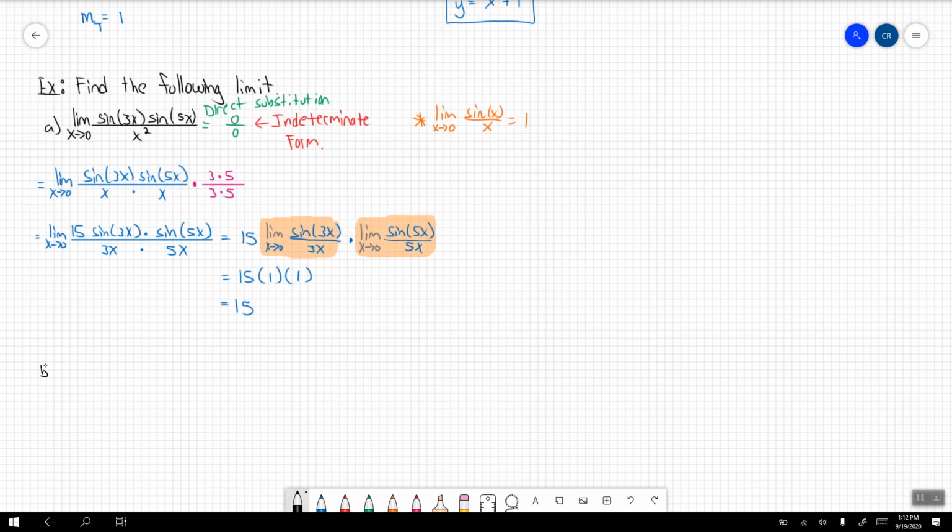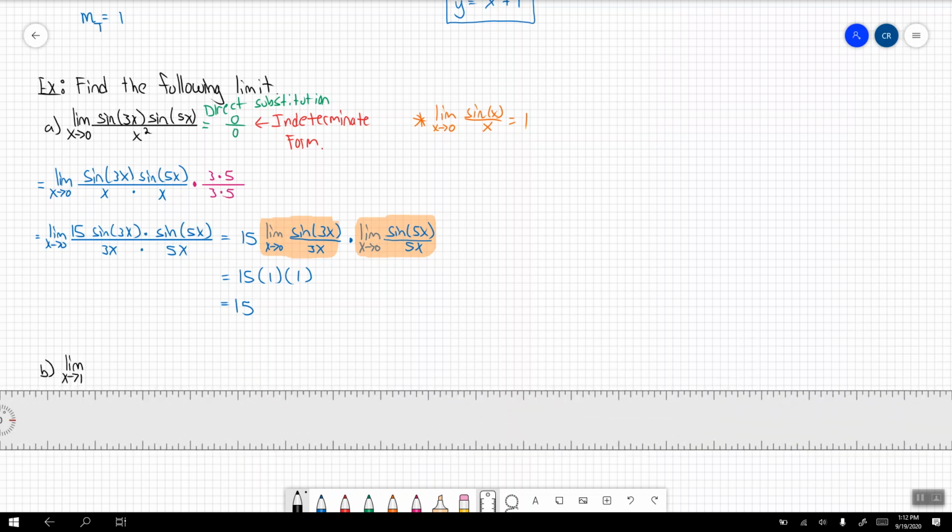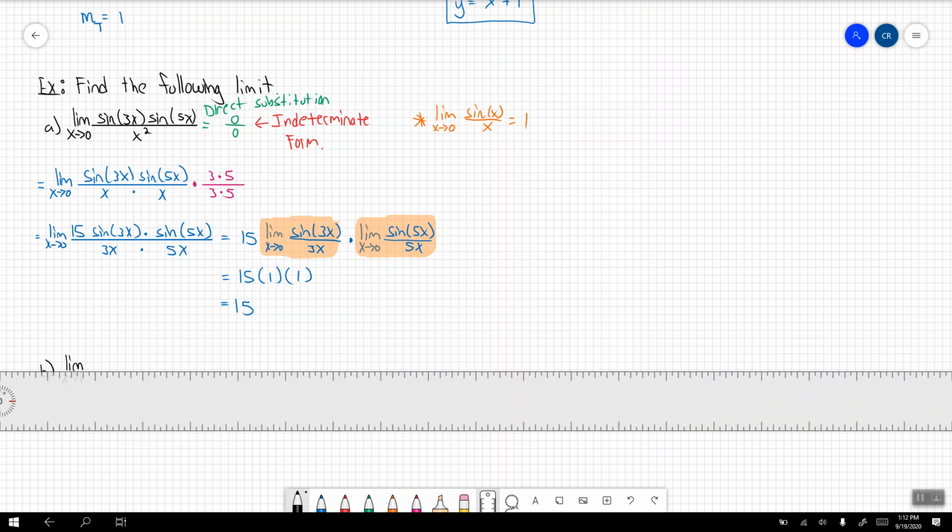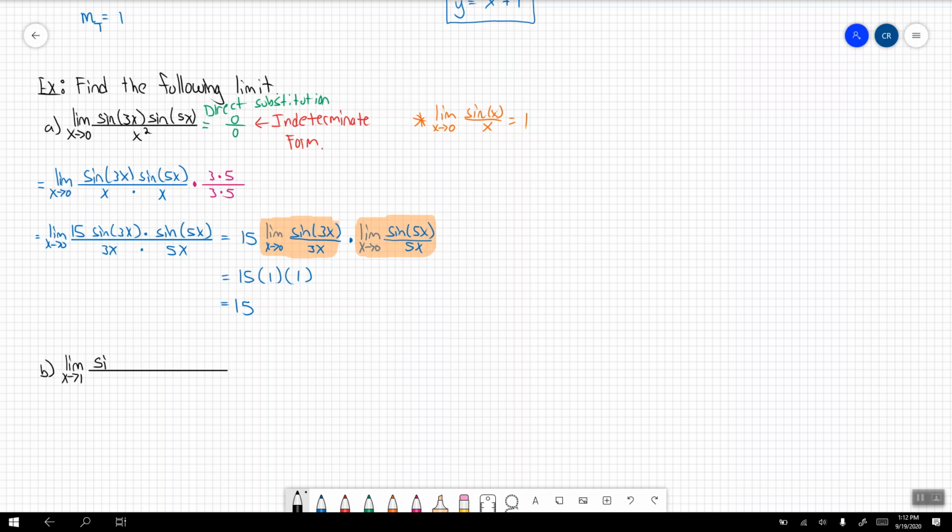Let's try part B. For part B, we want to look at this limit, which will be the limit as x is approaching 1. For my numerator, I'm going to have sine of x minus 1, and for my denominator I will have x squared plus x minus 2. There we are. So this is the limit that we want to take.